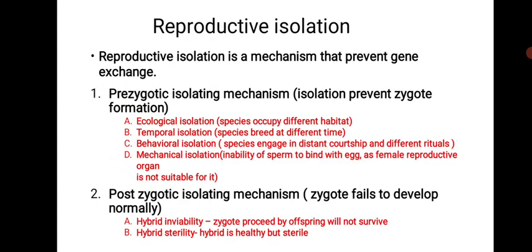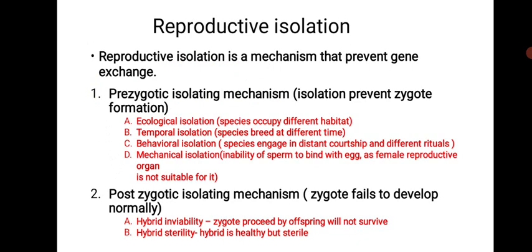Reproductive isolation is the mechanism that prevents gene exchange. There are two types of isolating mechanism: pre-zygotic isolating mechanism and post-zygotic isolating mechanism. In the pre-zygotic isolating mechanism, isolation prevents zygote formation, and in the post-zygotic isolating mechanism, the zygote fails to develop normally.